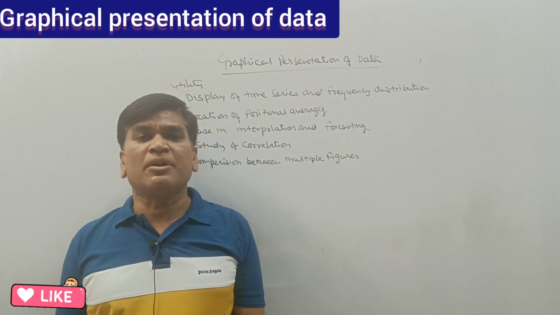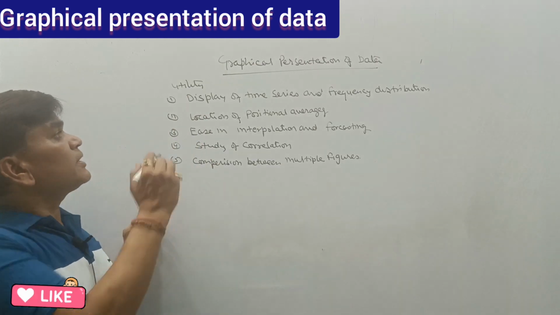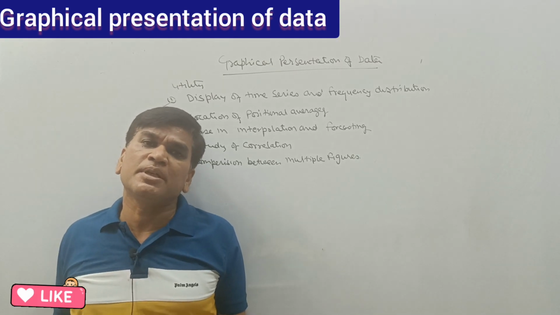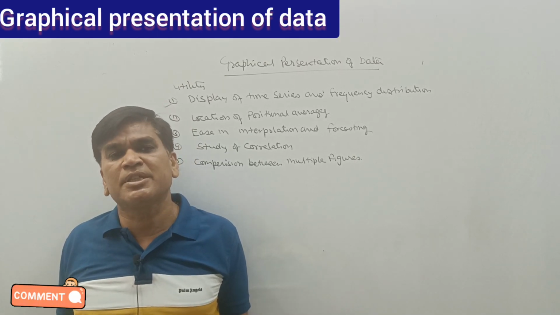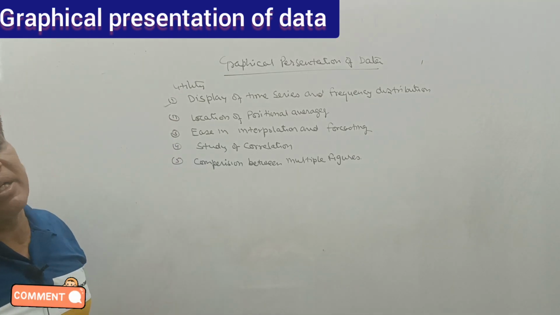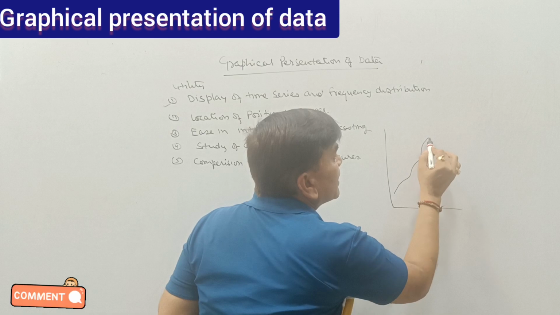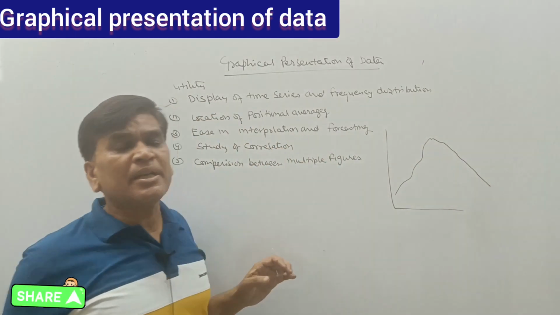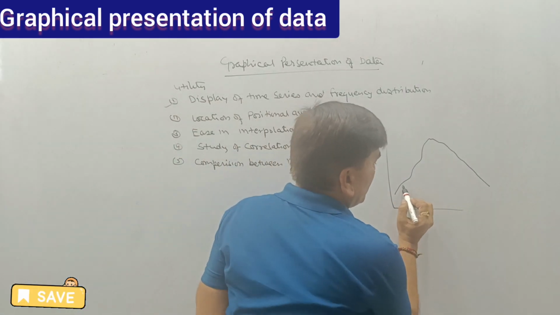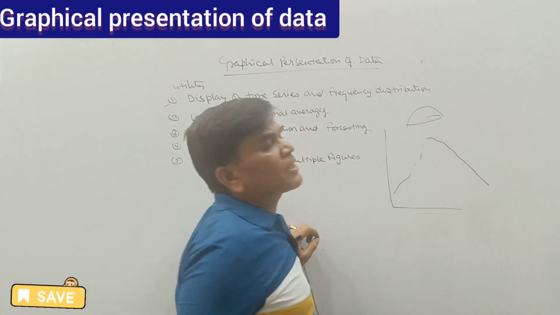To save time, I have already mentioned some of the utilities of the graphical presentation of data on the blackboard. The very first one: it is very useful to display the time series and frequency distribution. Sometimes in examinations we are asked to draw a frequency distribution. With the help of graphical presentation we can make a chart of the frequency distribution. Suppose our frequency is increasing and lastly decreasing. Generally frequency distributions are bell shaped, like the bell we see when we go to a temple.